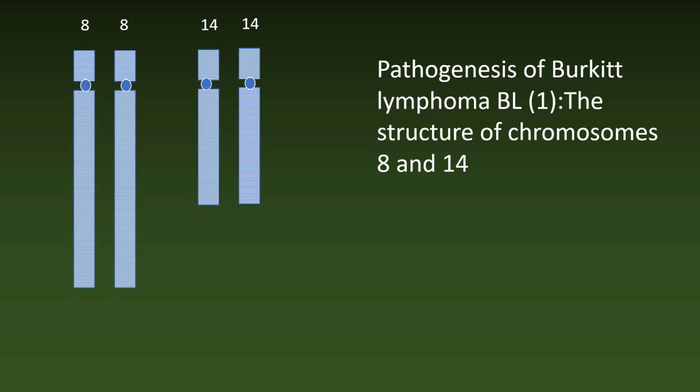At the end of the long arm of chromosome 8, there is a sequence containing a gene called c-MYC. At the end of the long arm of chromosome 14, there is a region coding for the variable region of the heavy chain of immunoglobulin, VH, followed by a region of no interest in this context, which we'll call Y.